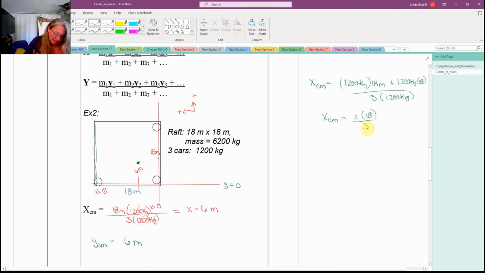So I get an X center of mass equals 2 times 18 divided by 3. And then you're going to look at that and say, that is not the same as 6. 18 divided by 3 is not the same as 18 divided by 3 times 2, and you are absolutely correct. But let's think about where we've defined our origin from. So this whole entire length here is 18. When I said that I'm calling this location 0, I came out here 6 meters.